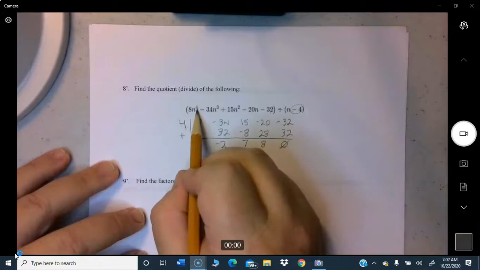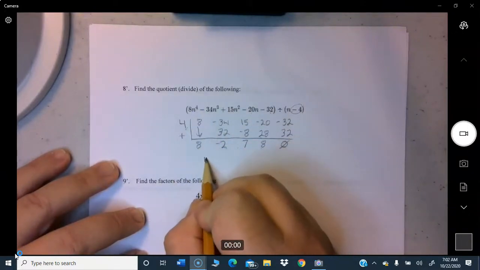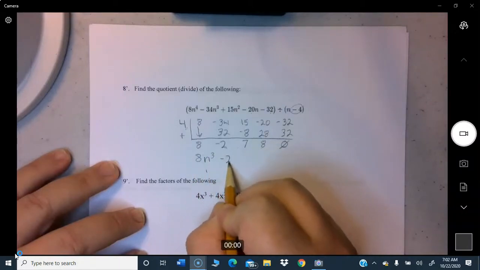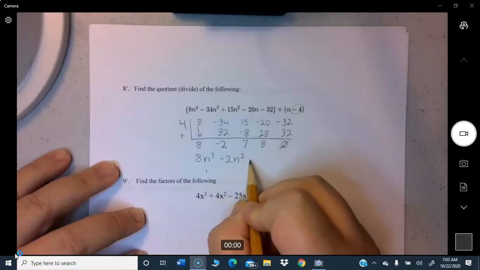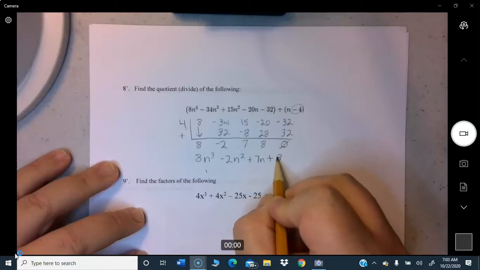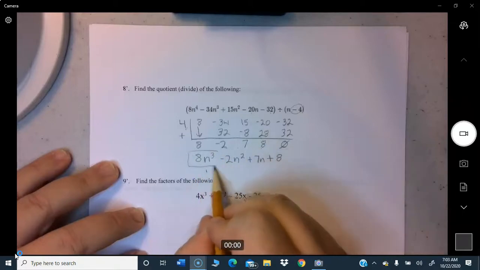So you started with a quartic, an x to the fourth, so that means your first term is going to be x to the third, x to the second, and then your constant. Okay, and that's the answer.